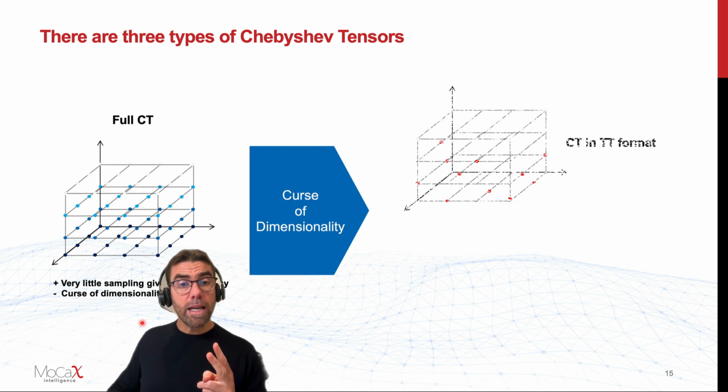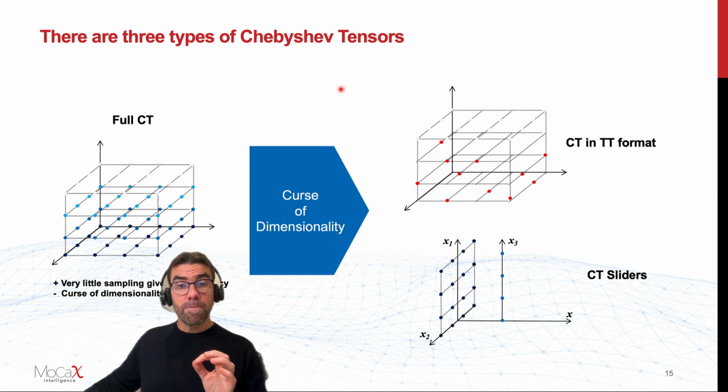And there are two things that we can do here. One of them is Chebyshev tensors in TT format, and the other one is Chebyshev tensor sliders. Let's go into each of them a little bit.